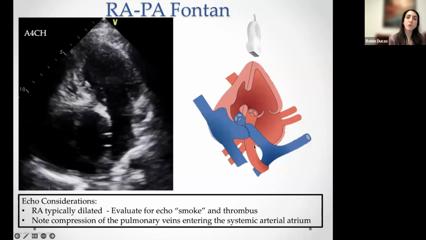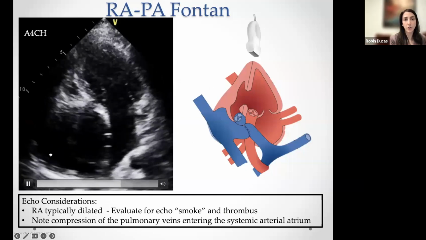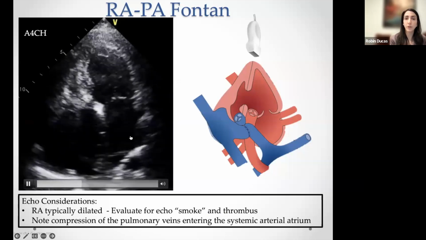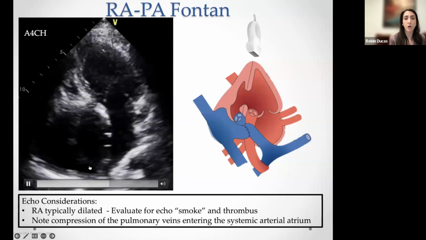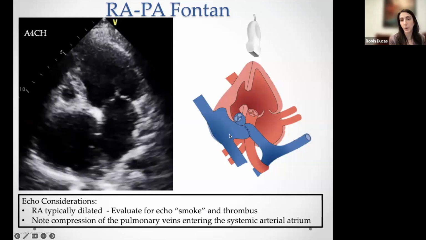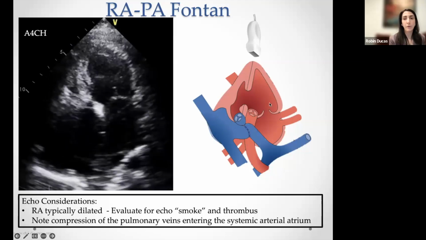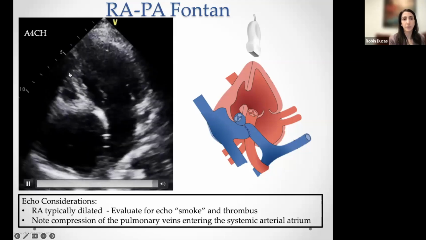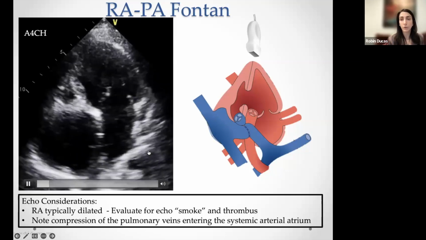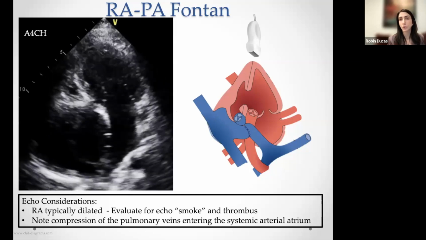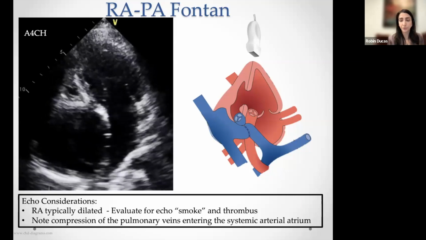So in the diagram I've shown you here, I've tried to demonstrate how this tricuspid atresia patient that we have in apical 4-chamber view here, you've got this dilated right atrium, which is acting like our conduit to the pulmonary artery. So that would correspond to this part of the graphic here. And we have our ventricle with the VSD that we see up here. So in evaluating this person, we would look for the size of the right atrium, we'd look for smoke, any evidence of thrombus, and any compression of associated structures.